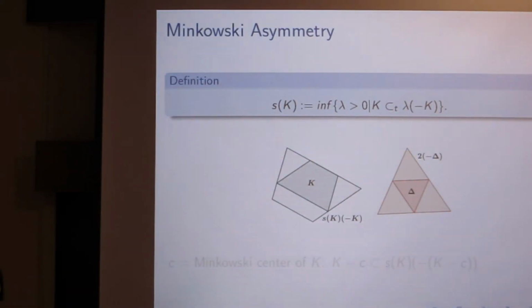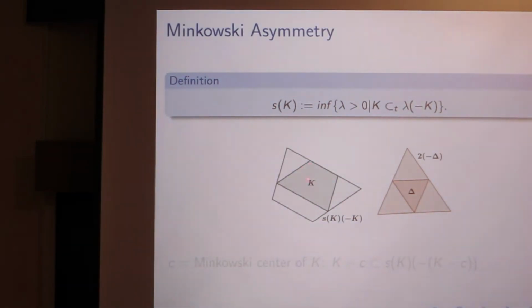So how do we fix the center so that we will not get a problem about the diameter? Here is the Minkowski symmetry. This is some measure of how asymmetric the body is. So we say that the ball is symmetric and the triangle is the most asymmetric. But all the bodies in between can be characterized by this S of K.